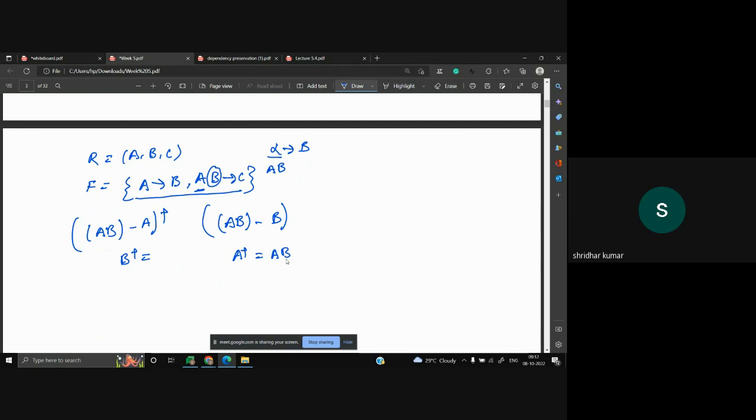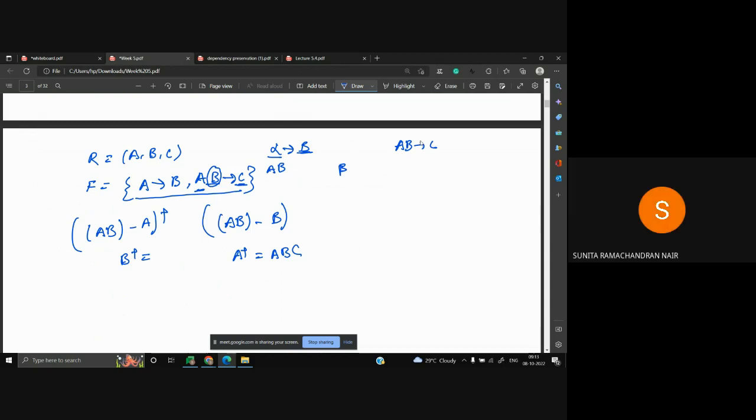And from AB we also get C. So we can say that B is an extraneous attribute in AB determines C, right? We get C because we get beta. So this B is an extraneous attribute in AB determines C. Everyone got how to check an extraneous attribute in the left hand side?